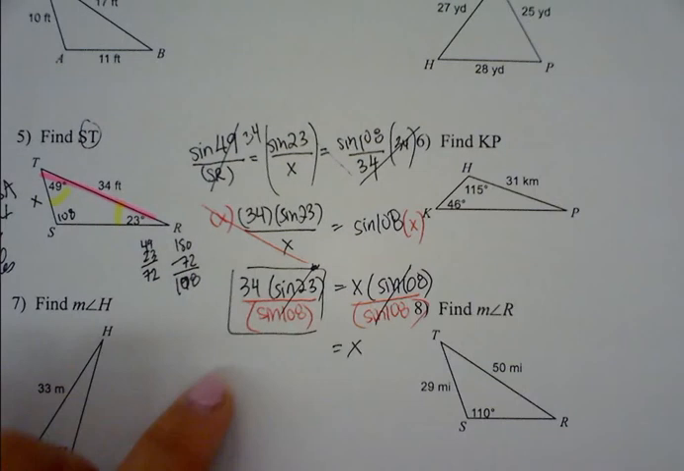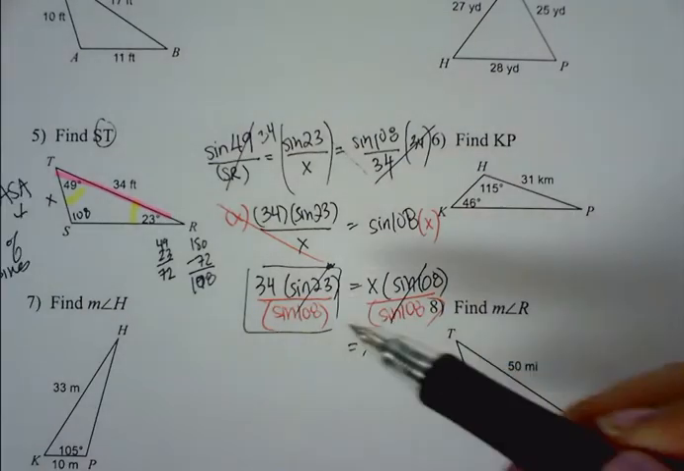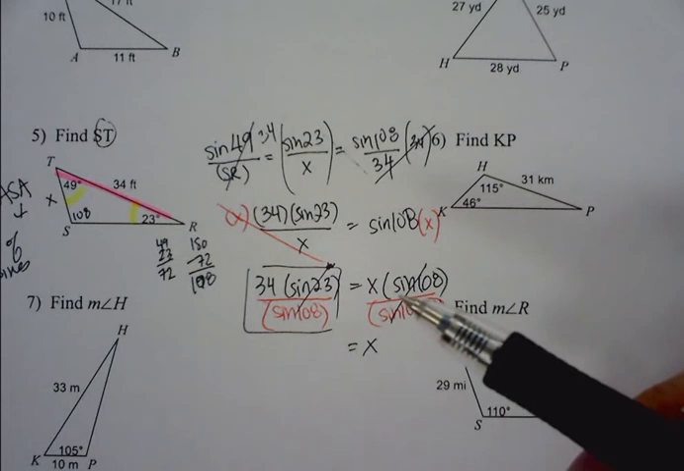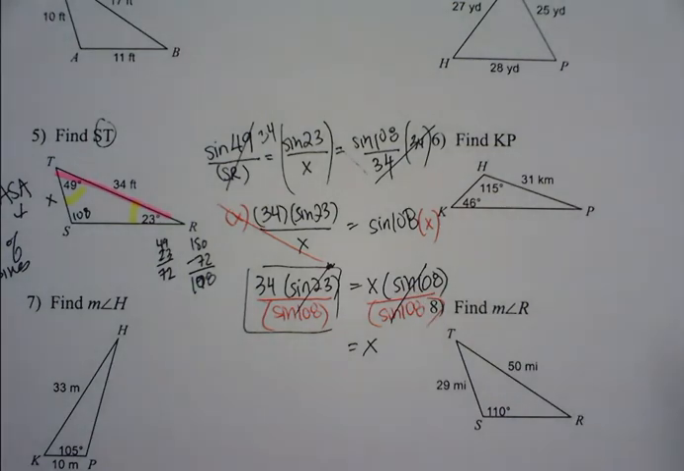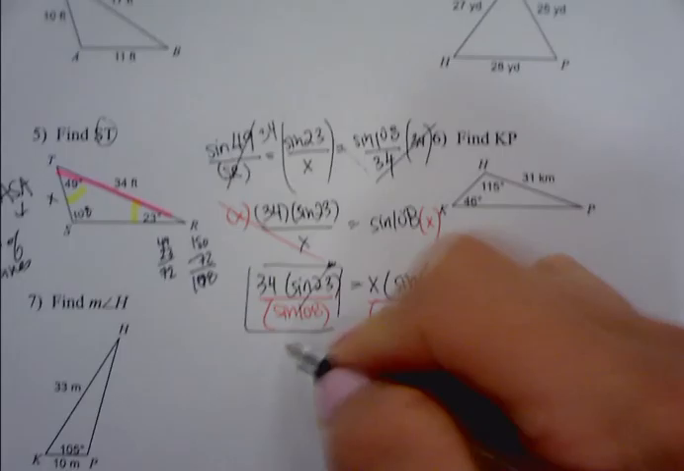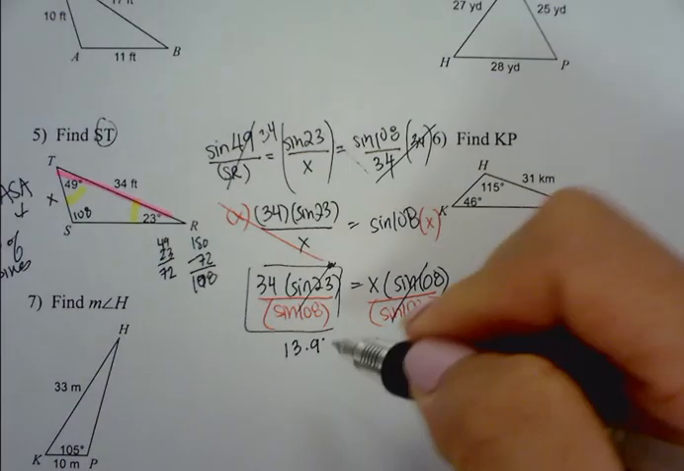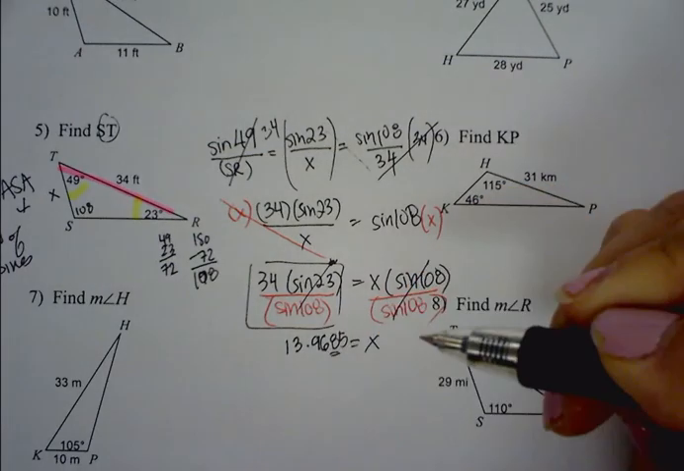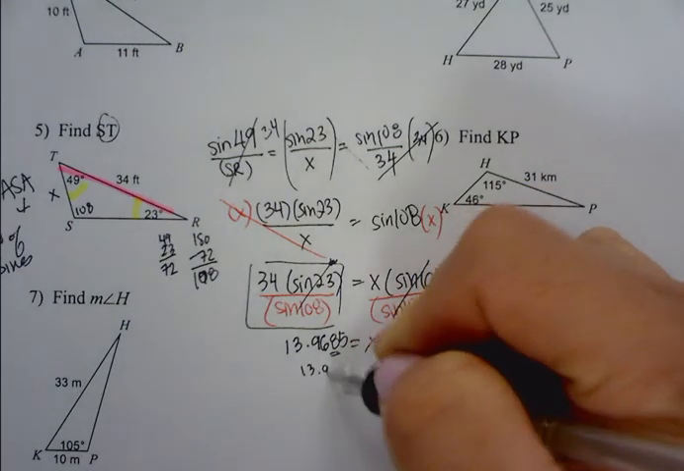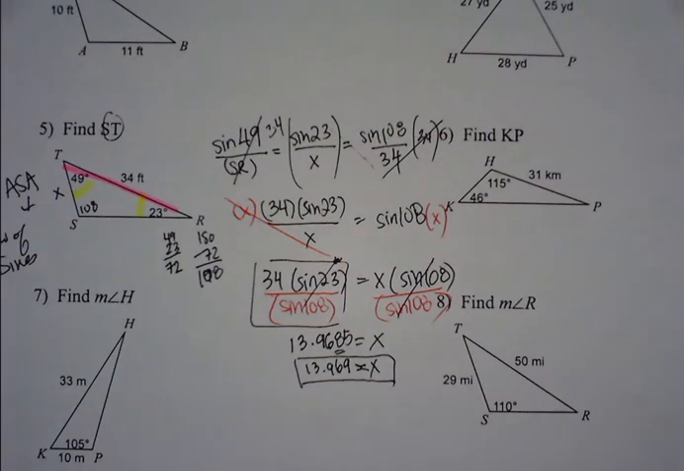And you do that on your calculator. And what do you get, Marcos? If you do 34 times sine of 23 divided by sine of 108. 13.9685267. How many decimals do you guys need to be accurate? 3. So 13 point what? 968. What's after that? 5267. Okay, 9685. So what should I do with this 8? Bump it up. So it's 13.969.